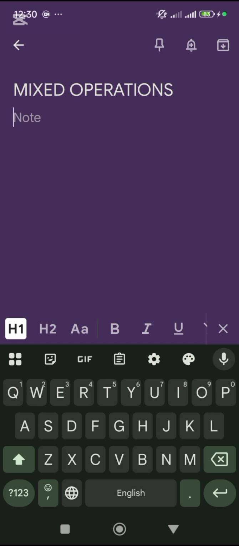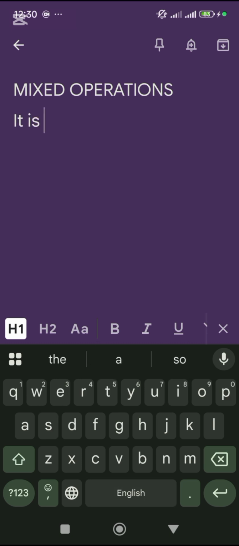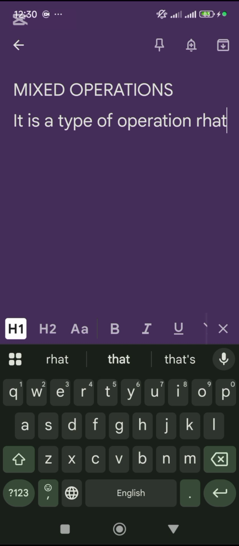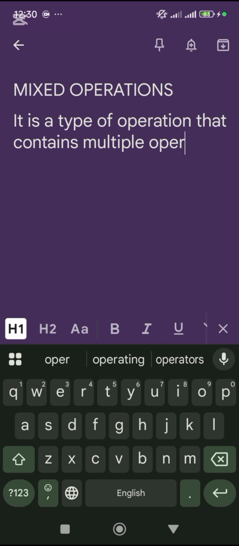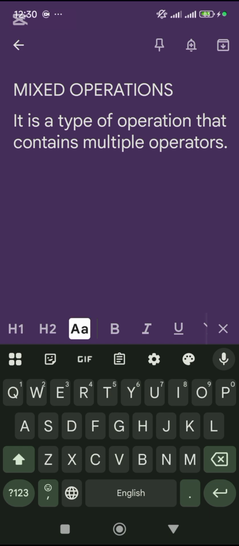So what is a mixed operation? It is a type of operation that contains multiple operators. What this means is that, let me explain what an operation means in mathematics.